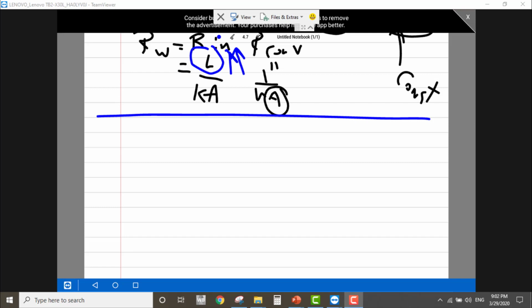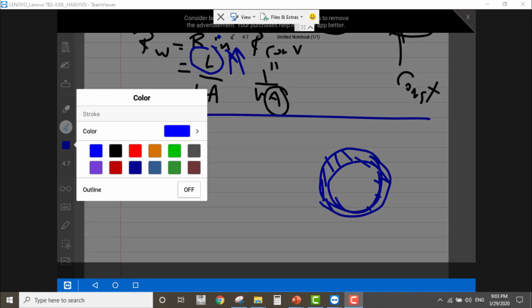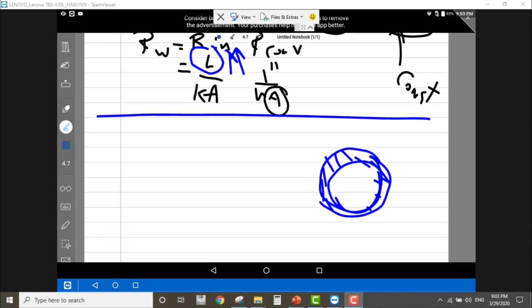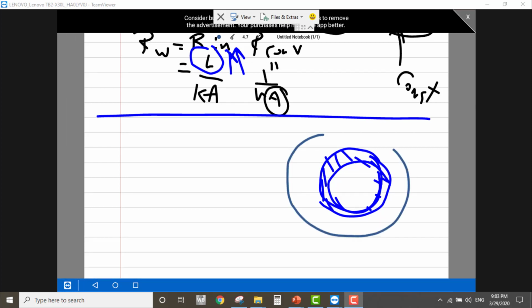But what happens for a cylinder and a sphere? So here is a cylinder, for example, in a blue color, according to the slide. Okay, and we want to add insulation. So here is the insulation. Okay, and I will add another insulation.